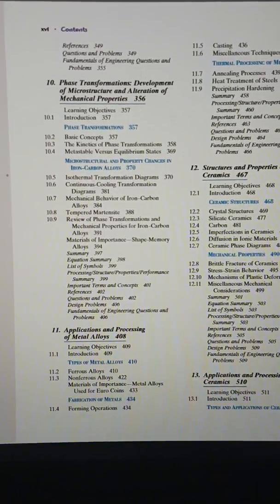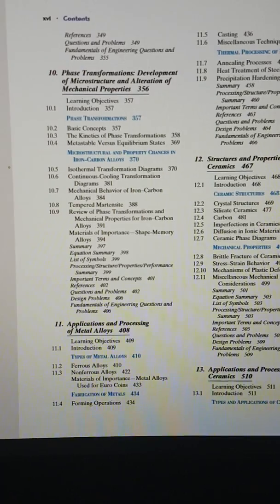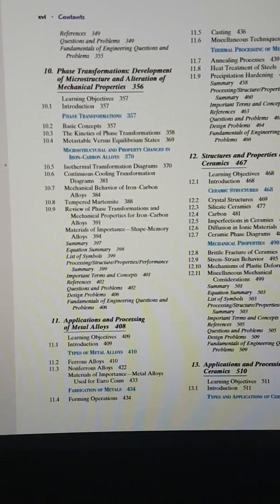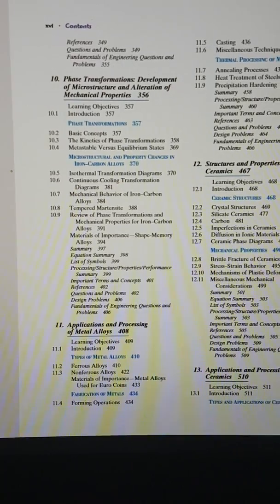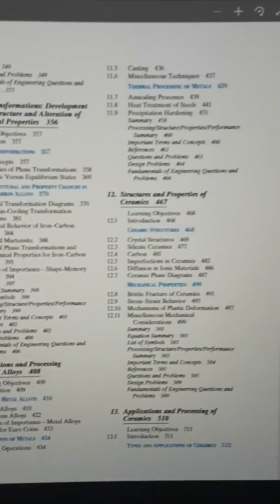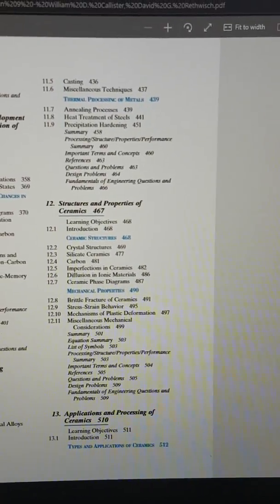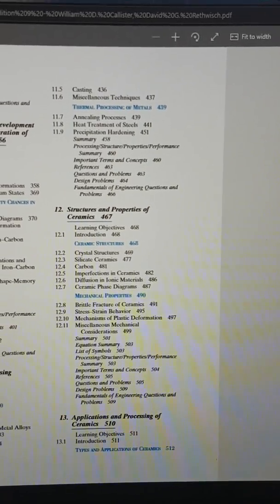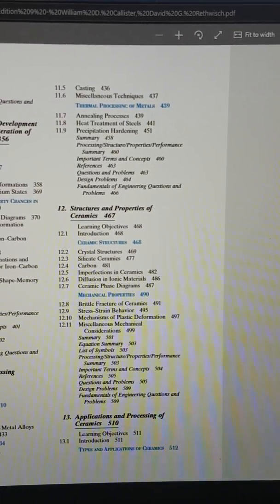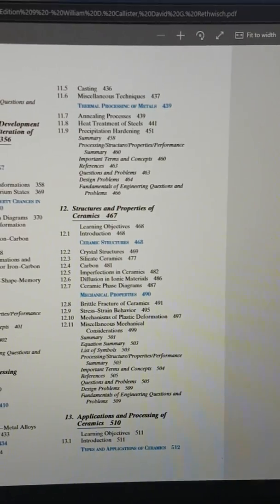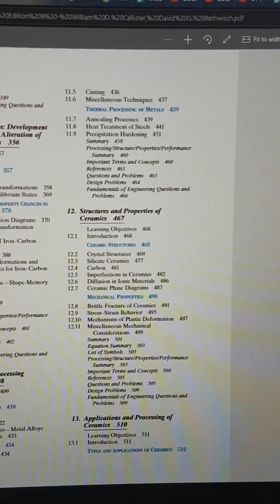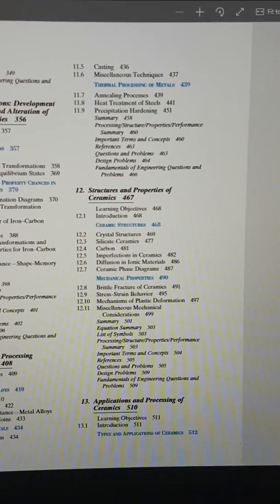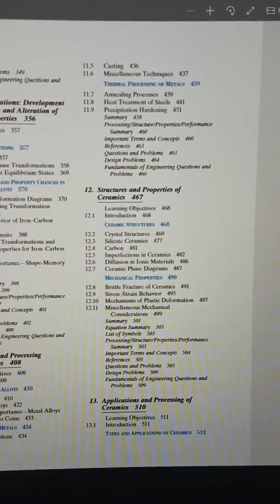And for chapter 11, we're going to talk about applications and processing of metal alloys. We're going to see the types of metal alloys, fabrication of metals, how we fabricate metals. Okay, and we're also going to see the thermal processing of metals. These are very important topics. We're going to see the annealing process, heat treatment of steels, precipitation hardening. All these are very, very important topics, and we're going to use them extensively in this chapter.